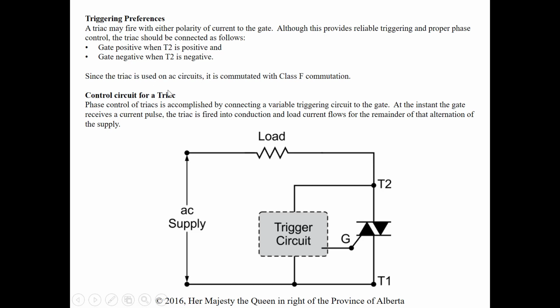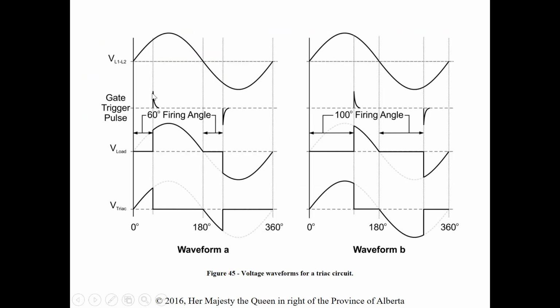Since the triac is used on AC circuits, it is commutated with class F or frequency commutation. The control circuit for a triac: phase control of triacs is accomplished by connecting a variable triggering circuit to the gate. At the instant the gate receives a current pulse, the triac is fired into conduction and load current flows for the remainder of that alternation of the supply. And then again it will be commutated when it goes to 0.